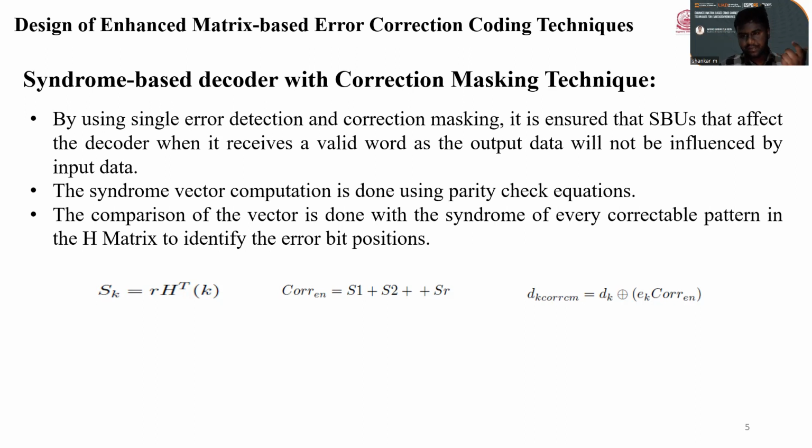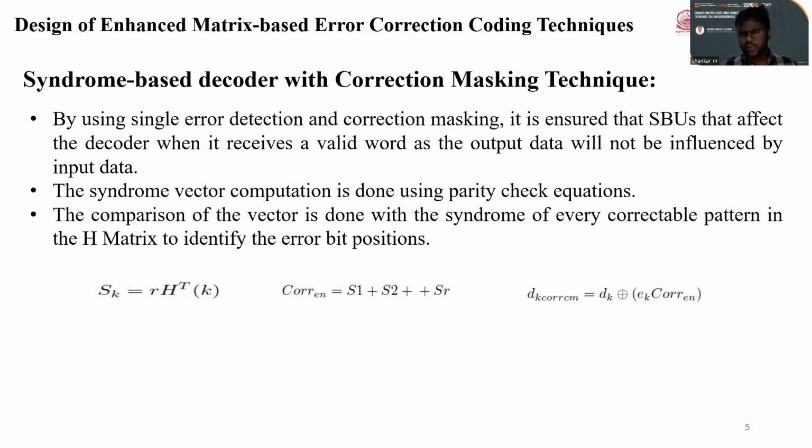After the error pattern, denoted by EK, is produced, it and the correction EN are both ANDed. At this point, the correction masking technique comes into play. Whatever EK is ANDed with correction EN, this is where the correct bits are masked and the error bits are not masked. So only the error bits in their positions are changed during the final output.